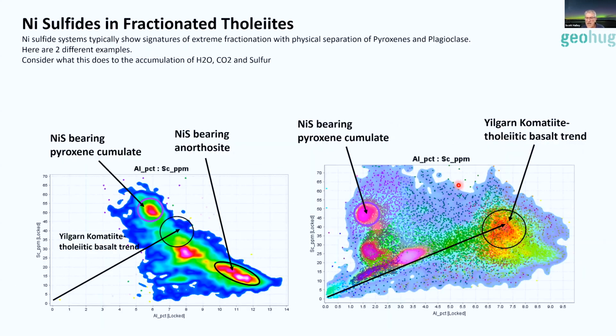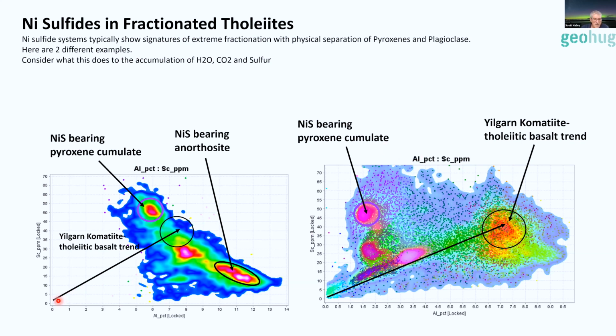Right, so here's two data sets from two different intrusion-hosted nickel sulfide systems. I won't tell you where they are, but this is the background tholeiite signal, and this is the komatiite trend. So here's a nickel sulfide system that has low aluminium but high scandium. So this is a pyroxene cumulate, and this is the host rock to a nickel sulfide system with 500 million tonnes of ore. And it's not in Australia.